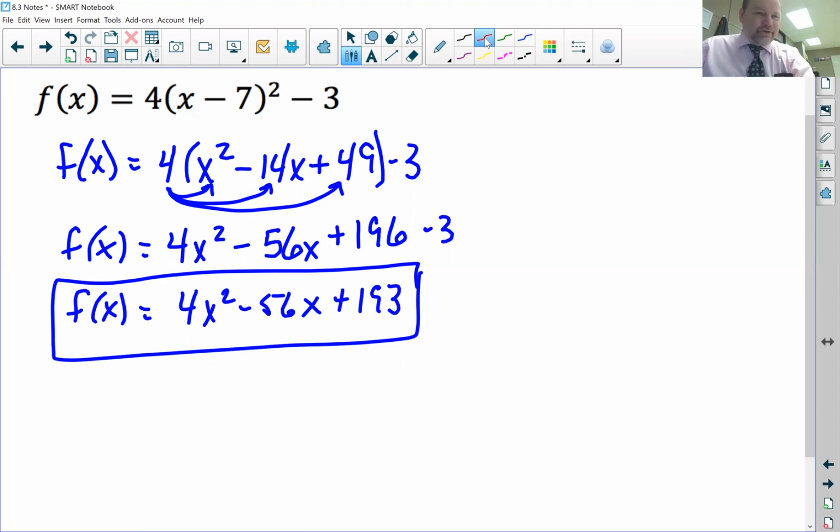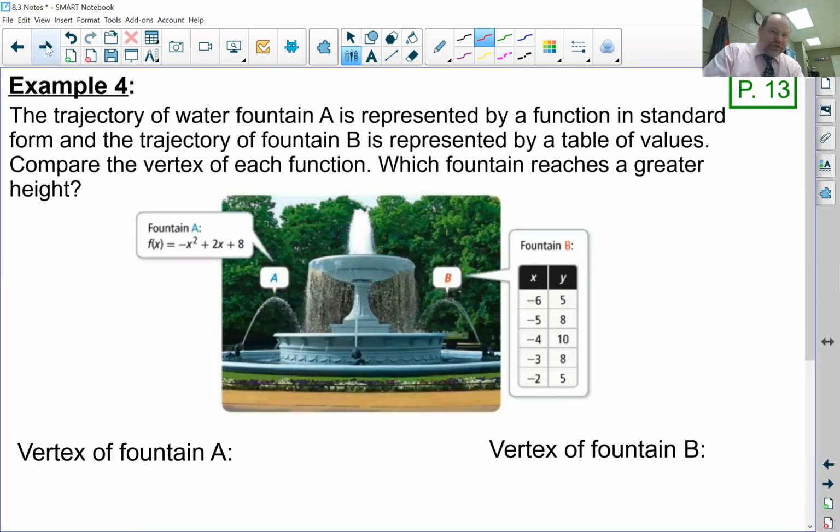Last example that we're going to look at, we have the trajectory of water fountain A is represented by a function in standard form. That function is f of x equals negative x squared plus 2x plus 8. And the trajectory of fountain B is represented with a table of values, and we have that table of values given to us. Compare the vertex of each function. Which fountain reaches a greater height?